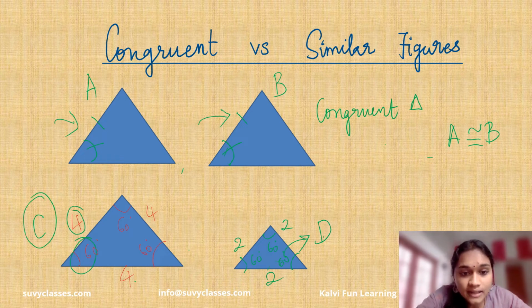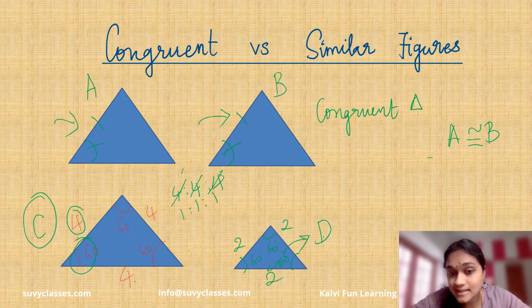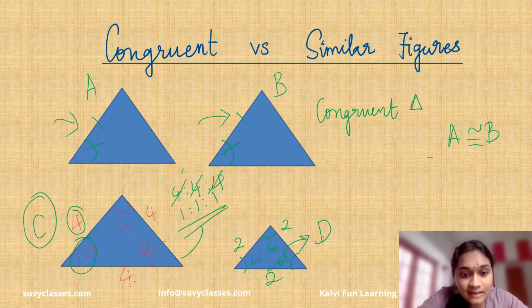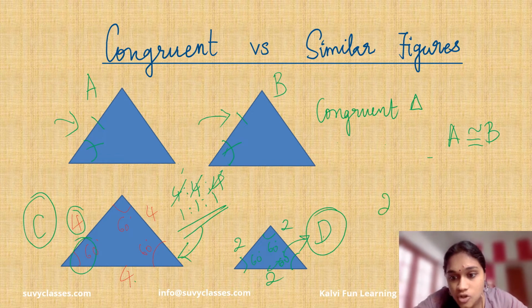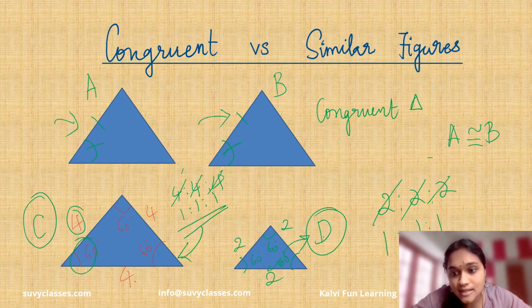However, if you take the ratio of the sides of triangle C, it is 4:4:4. If I simplify it, I get 1:1:1. All three sides are equal. That is the ratio of the sides of this big triangle. Now let me take the ratio of the side lengths of the chotu triangle D. It is 2:2:2. If I simplify it, I get 1:1:1. So again, the ratio of the side lengths in this small triangle is the same.